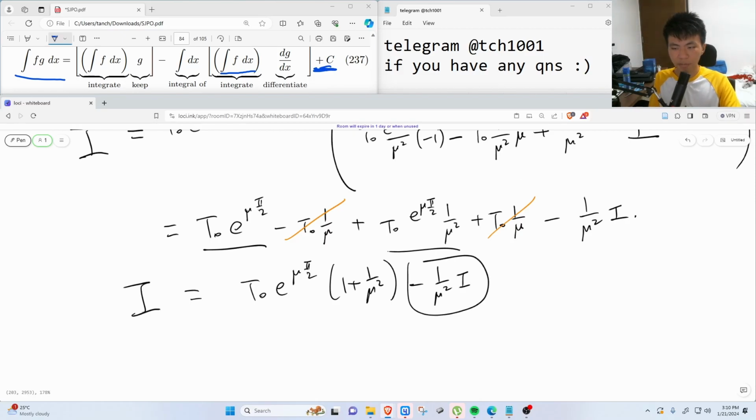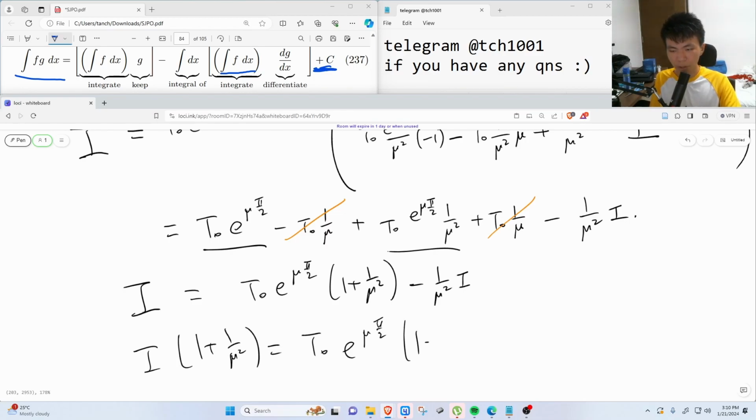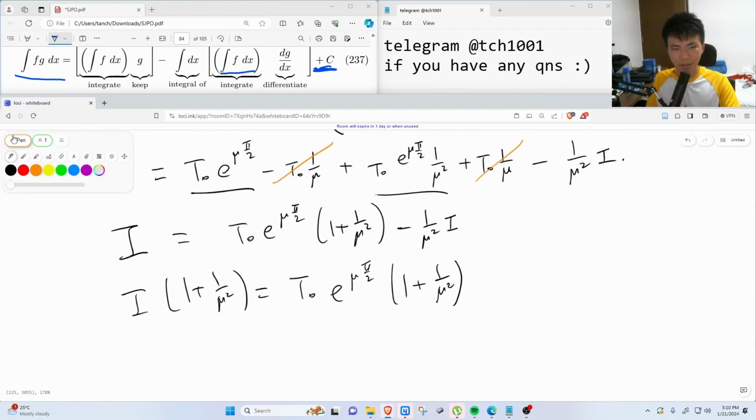So now moving this term over to the left hand side, we get that I times 1 plus 1 over mu squared is equal to t naught e to the mu pi over 2 times 1 plus 1 over mu squared. And now we are rejoicing because we can just take the common factor of 1 plus 1 over mu squared to obtain I is equal to t naught e to the mu pi over 2.